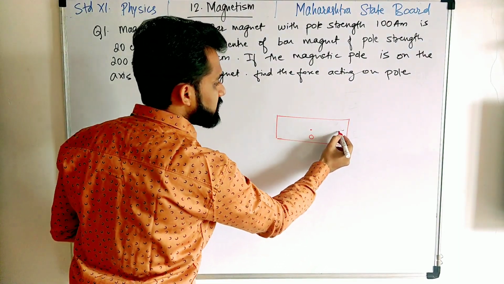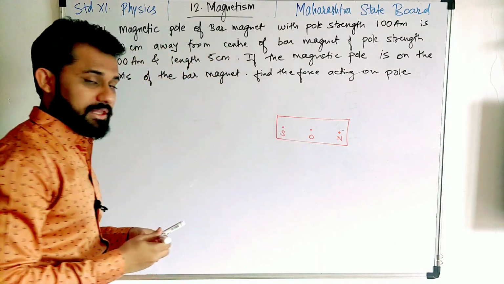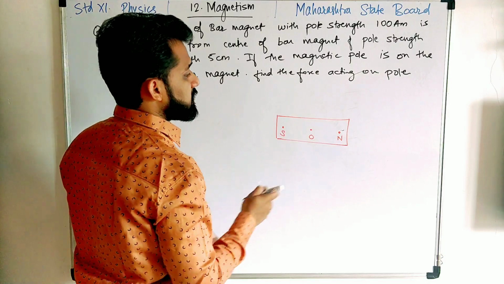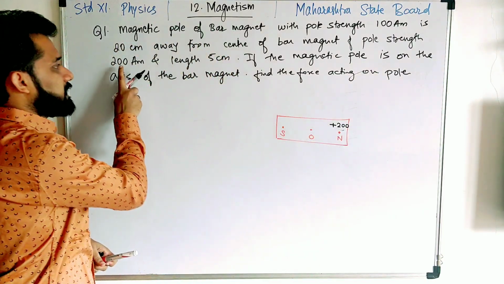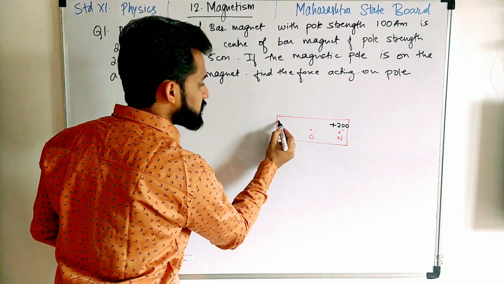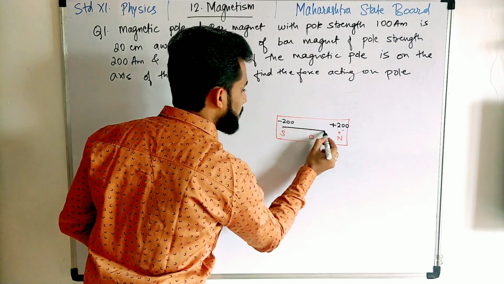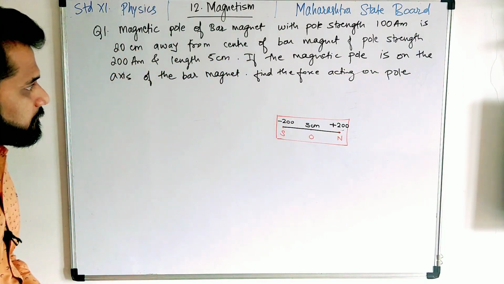What is the meaning of pole strength? The strength of the north pole and the strength of the south pole. Now we know that in a bar magnet the strength of the north pole is always considered positive. So plus 200 is its strength, and the south pole's strength is minus 200. The length of the magnet, the magnetic length, is 5 centimeters. This is a short magnet.